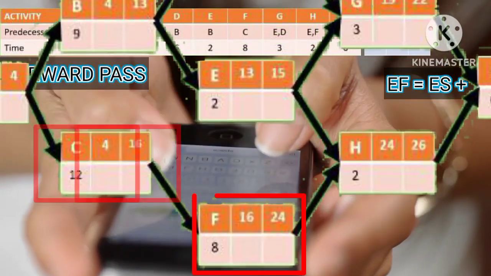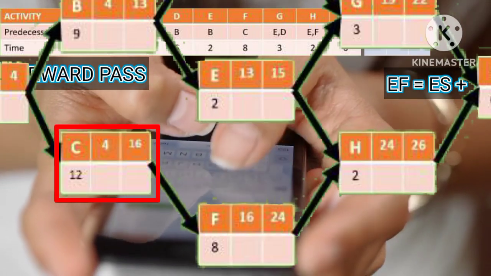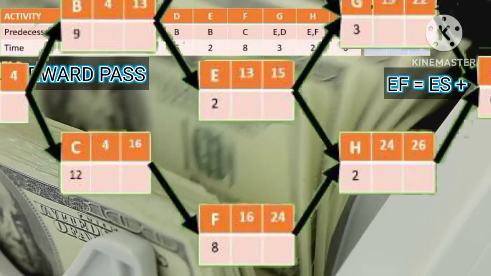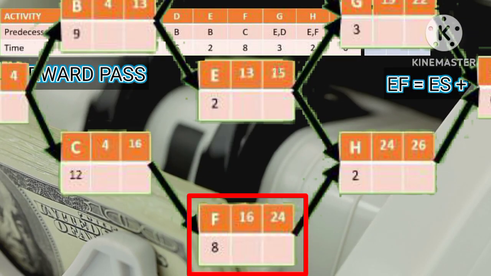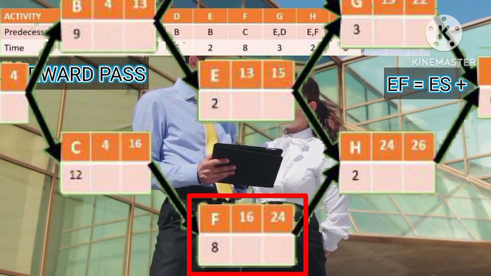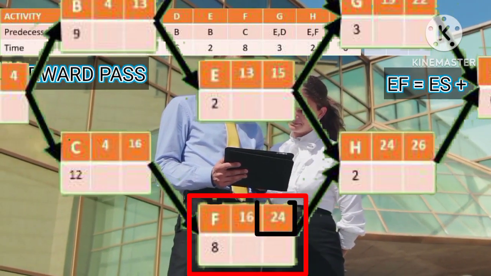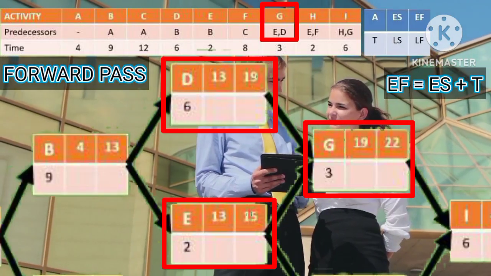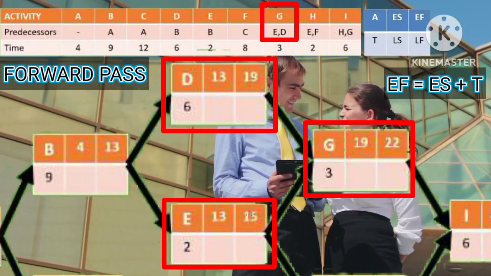Then F needs C to be completed. Since the earliest finish time of C is 16, the earliest start time of F is 16. Since the activity time of F is 8, the earliest finish time of F is 16 plus 8 equals 24. Then G needs the earliest finish times of D and E to be completed before it starts.